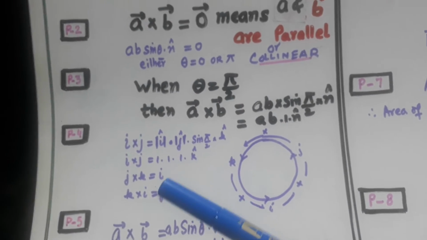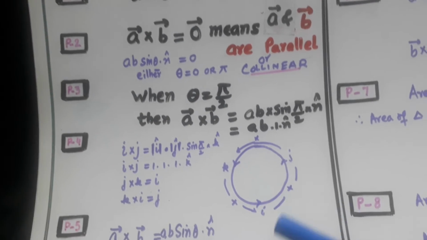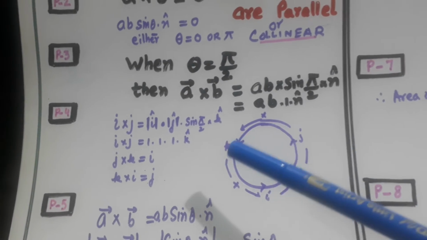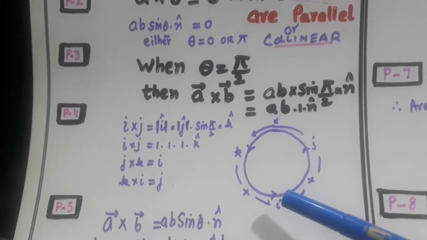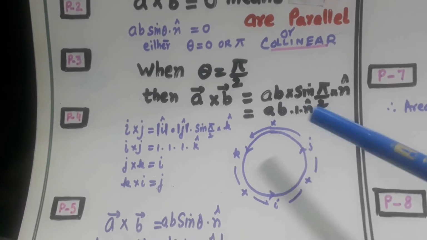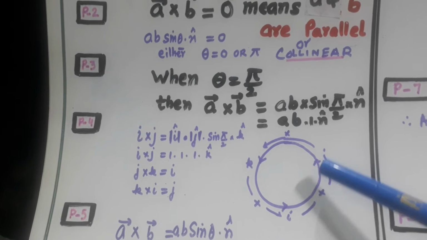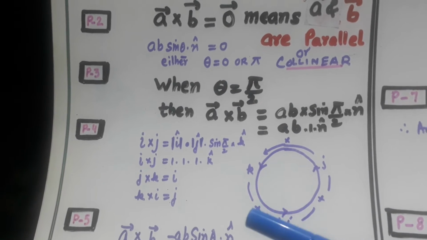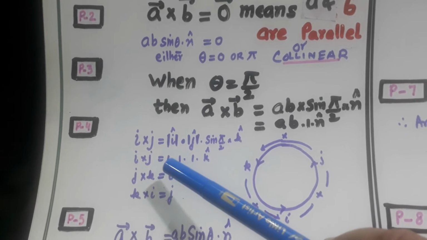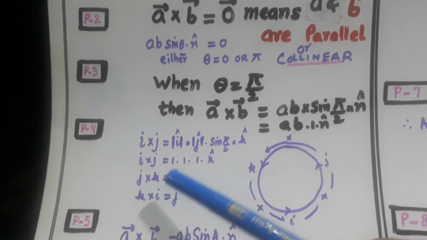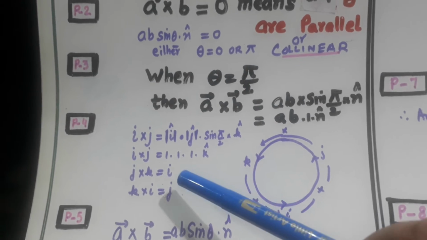Now let us try to multiply the basic unit vectors. As you know, the basic unit vectors are i, j, k. Write it in the circular form. So i into j is equal to k, because i and j are at 90 degrees. Sin 90 will be 1. Only k will remain. The magnitude of the unit vector is 1. j into k. See what comes after j and k, after j and k comes i. So it becomes i.